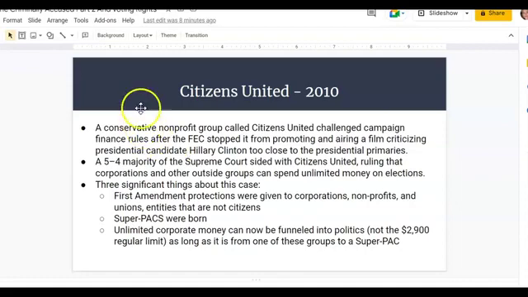So you can look that over and see the exact definition of super PACs and how super PACs were born and the resulting consequence now of unlimited corporate money being funneled into politics, as long as it's one of these groups, not an individual, and as long as it's given to a super PAC, not the candidate directly.